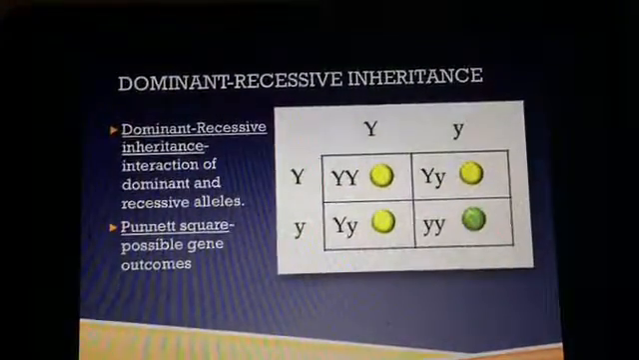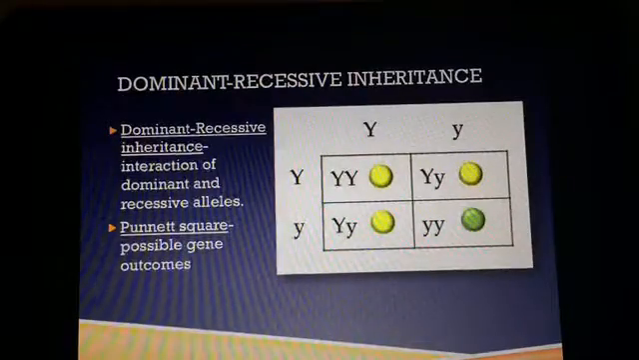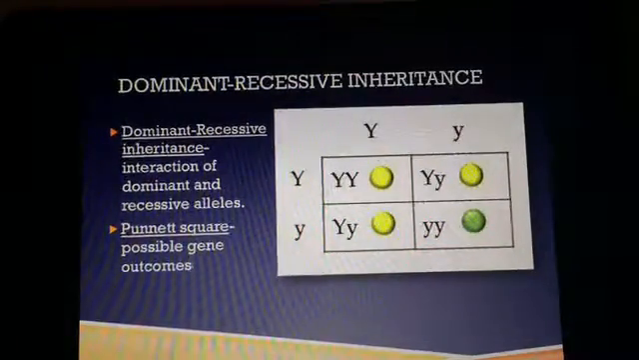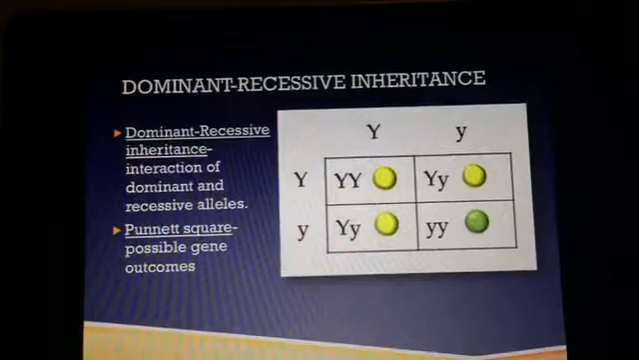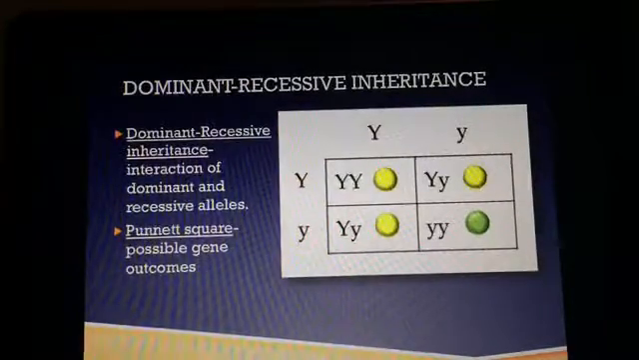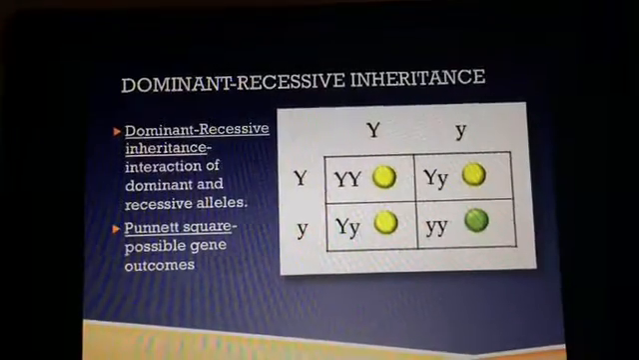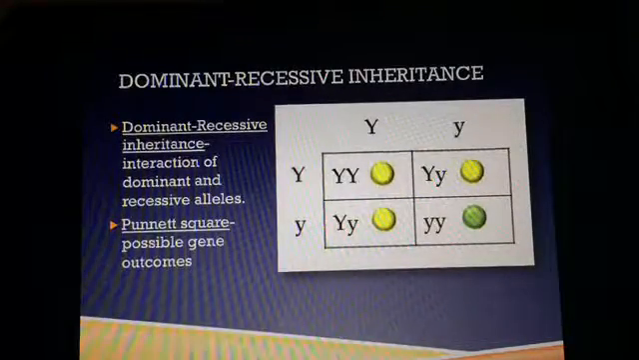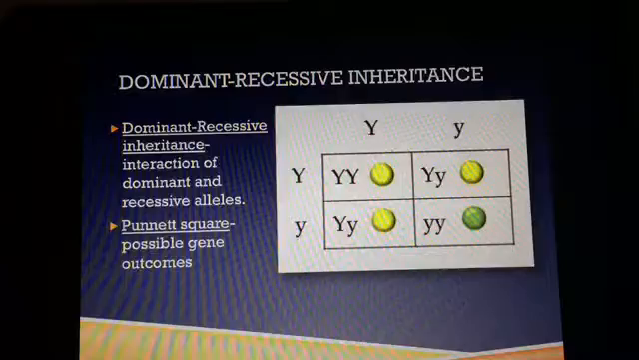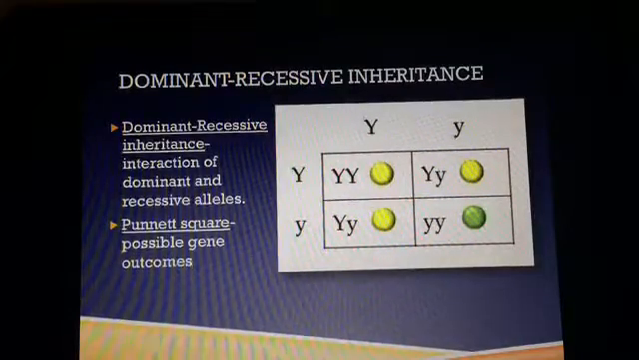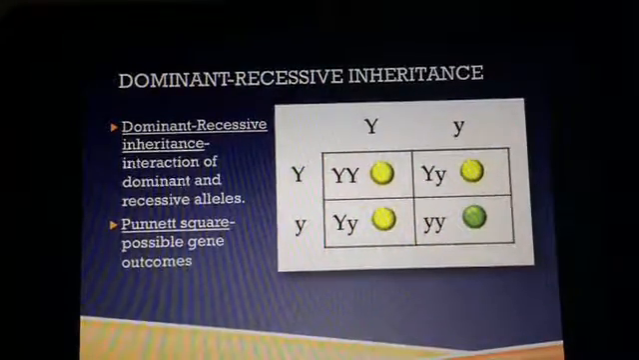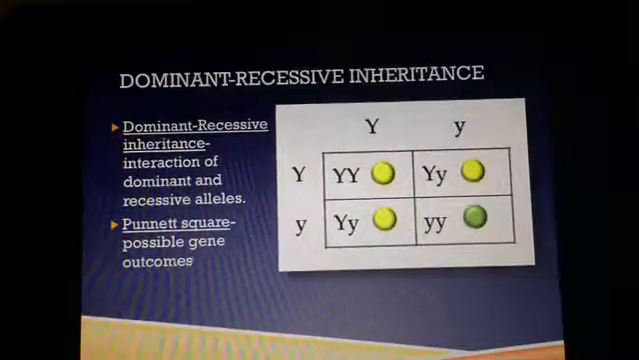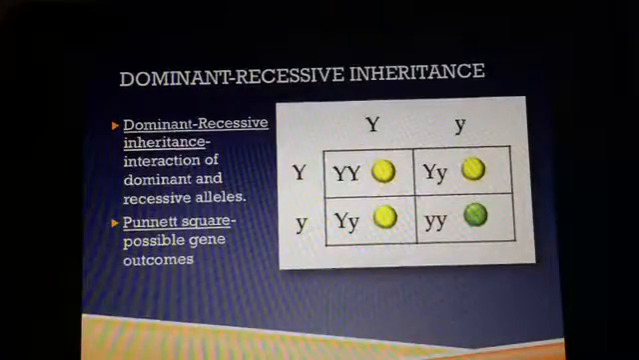Most human traits are determined by multiple alleles or by the interaction of several gene pairs. Dominant recessive inheritance reflects the interaction of dominant and recessive alleles. A Punnett square can be used as a way to find out, for a single trait, the possible gene combinations that would result from the mating of parents of known genotypes. However, this method is not entirely accurate and predicts only the probability of a certain genotype and phenotype.